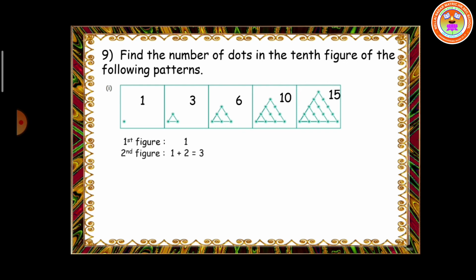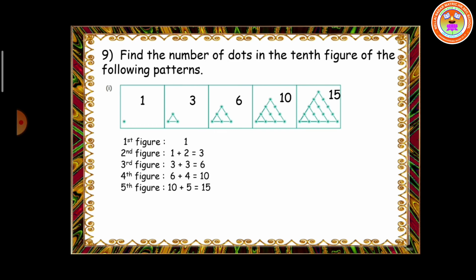First figure 1. Second: 1 plus 2 is equal to 3. Third figure: 3 plus 3 is equal to 6. Fourth figure: 6 plus 4 is equal to 10. Fifth figure: 10 plus 5 is equal to 15. See the second numbers: 1, 2, 3, 4, 5.